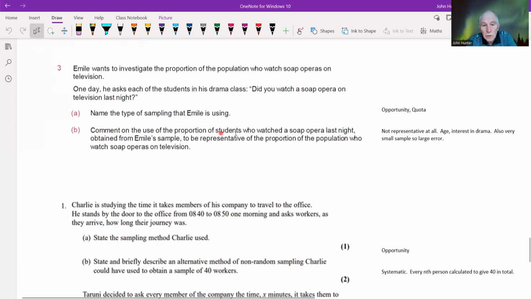Comment on the use of the proportion of students who watched a soap opera last night obtained from the sample, whether this is representative of the proportion of the population who watch soap operas on television. Well, no, not at all, is it really? Apart from the error, because the sample is very small, we're talking about people of a certain age group who are interested in drama. This is a drama class, so you're going to expect these people to be more interested in drama on TV, and so it will be biased.